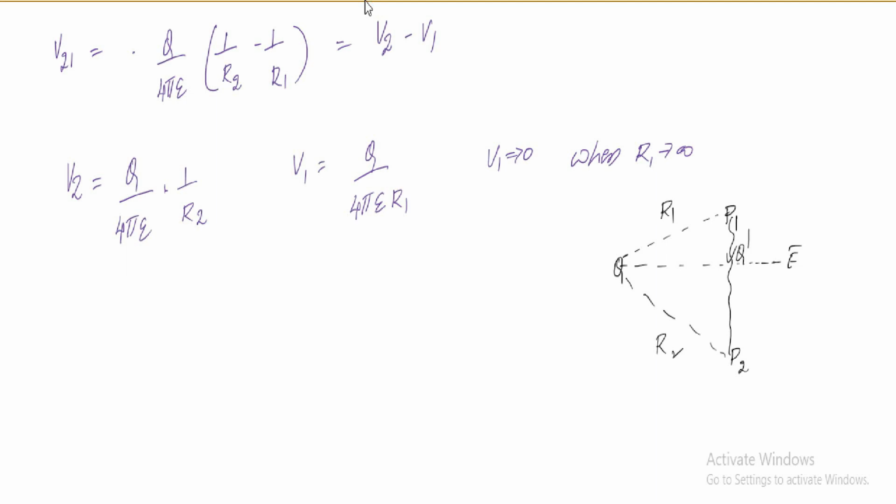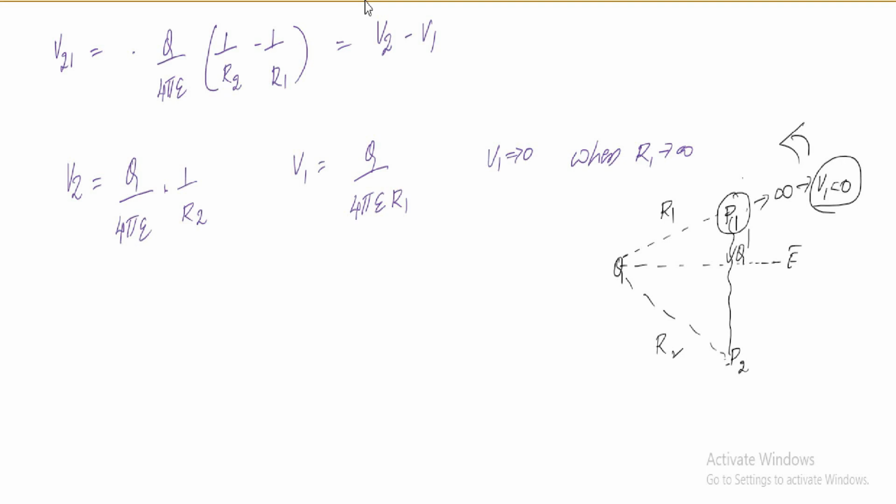If R1 tends to infinity, it means the point P1 is at infinity, and then V1 becomes zero. That is zero potential. So in the case of absolute potential, we are trying to move a charge from zero potential to non-zero potential. Normal potential difference is V2 minus V1. But in absolute potential, V1 is zero, that is a reference point, and we are moving a charge from the reference point to another point, which may be P2 or P3 or anything.